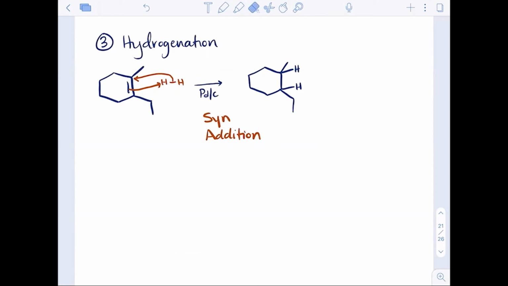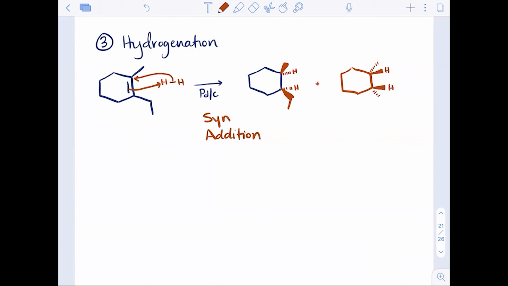And so if we want to think about the stereochemistry of our product, which is a little simpler than hydroboration oxidation, we see the same syn product where we will get H added to the same side, whether they are both wedged or both dashed.